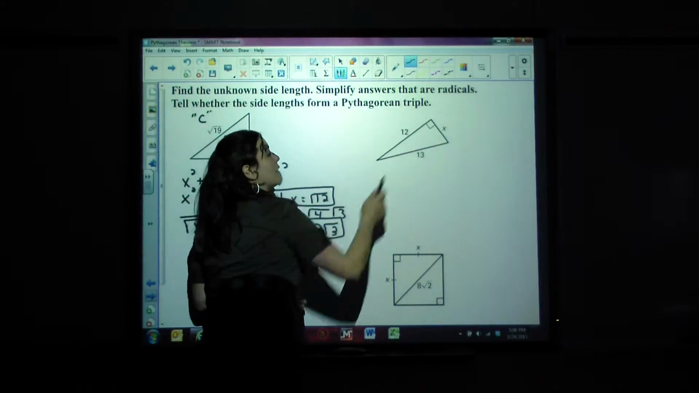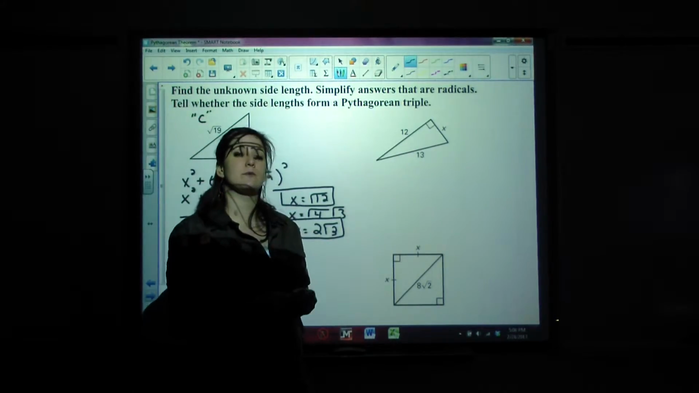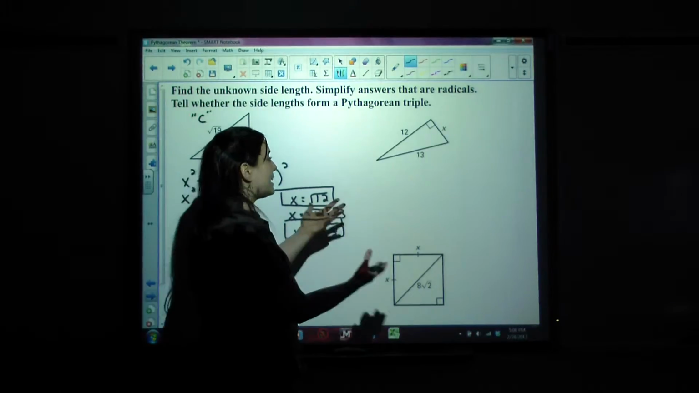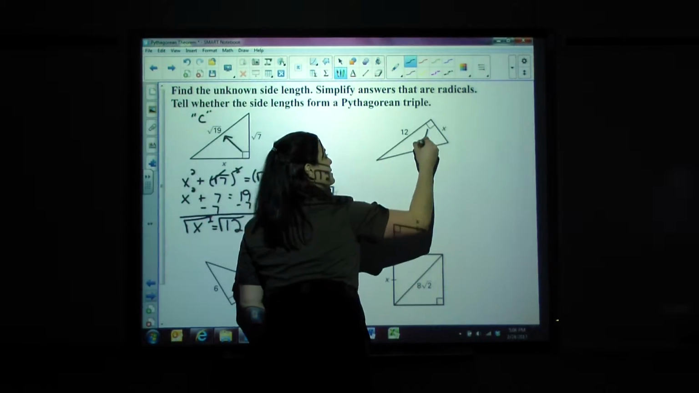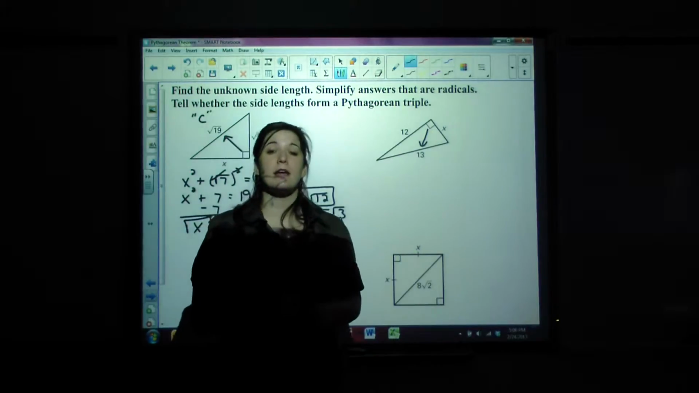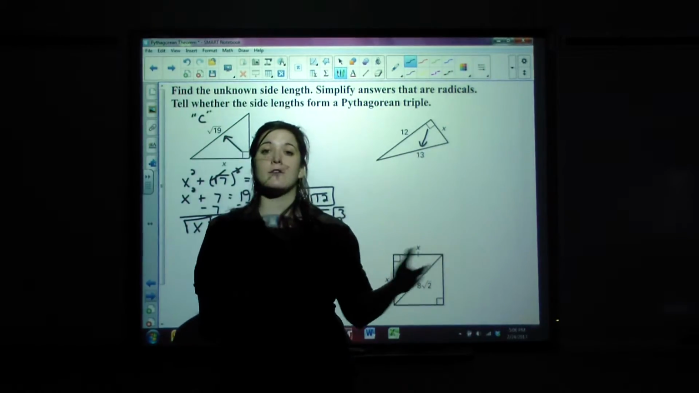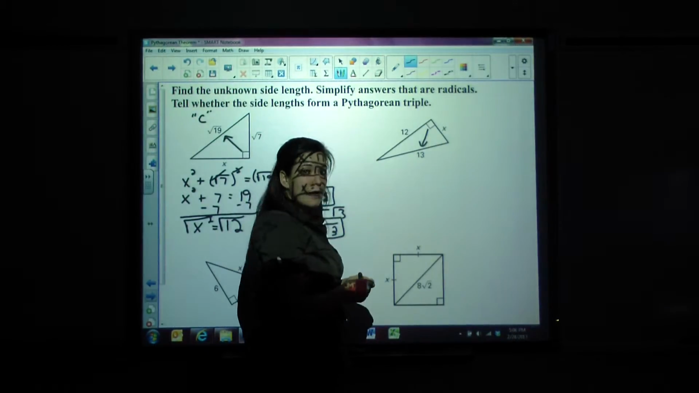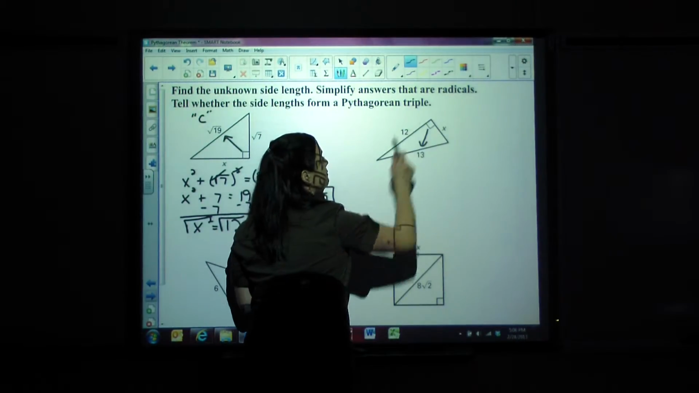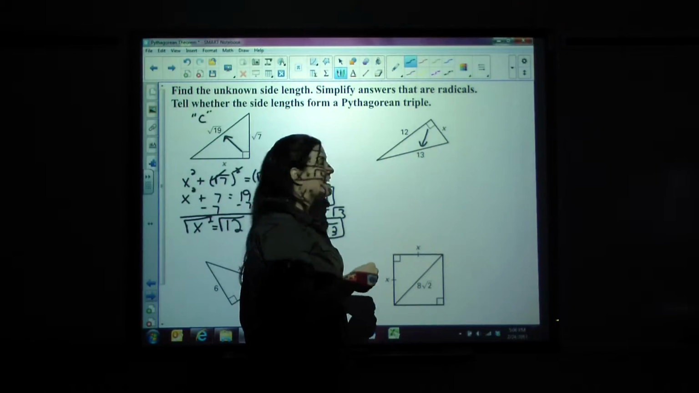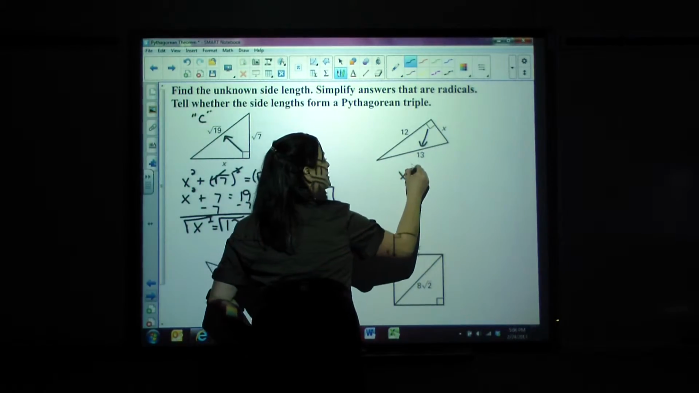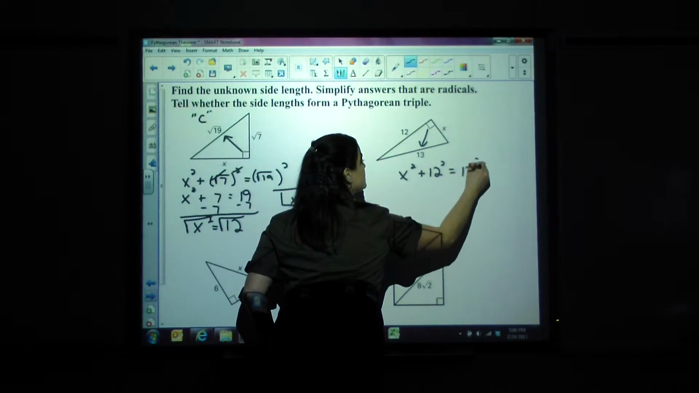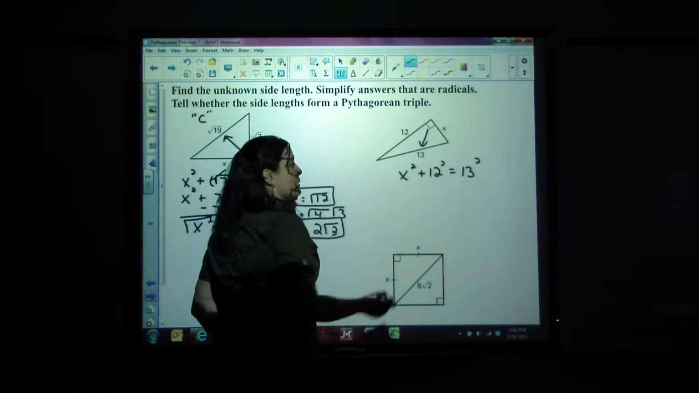Okay, let's try another one. A squared plus b squared equals c squared. The important part is being able to identify what is c. Hopefully you know what c is. I hope you think it's 13 because that would be correct. The triangle may be moved, flipped, rotated, but as long as it's across from the right angle, it's the hypotenuse. The two legs that form that right angle are the legs. So here we go. We're going to have x squared plus 12 squared equals 13 squared. Let's simplify.